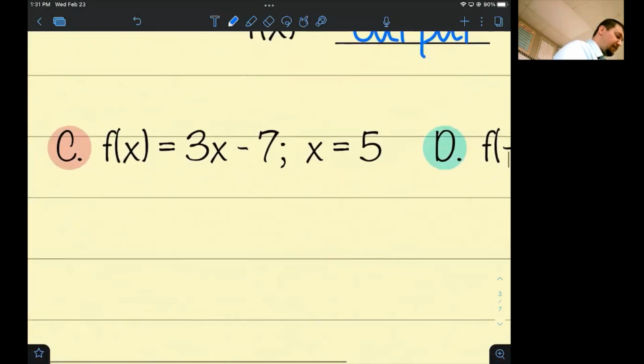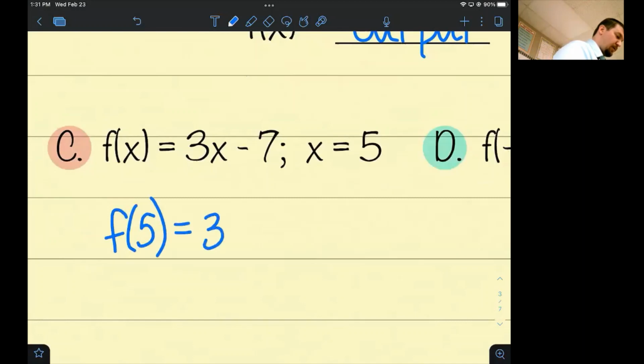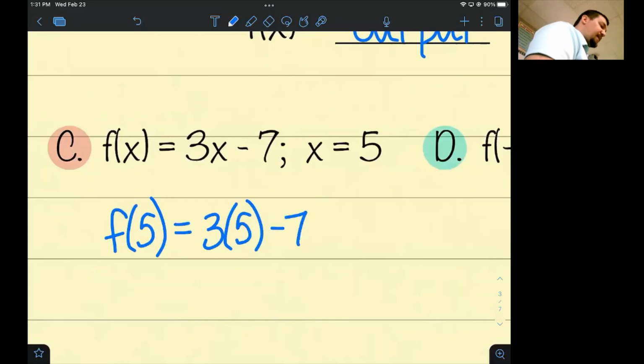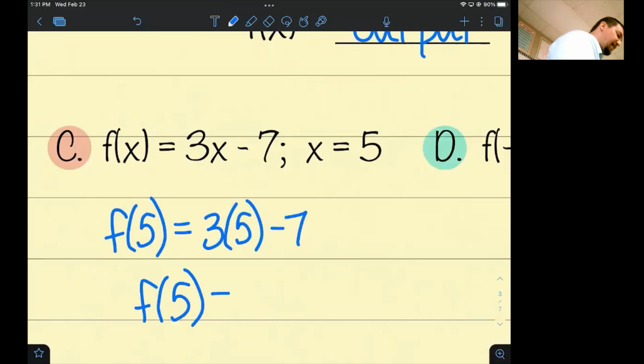When you input 5, you could say f of 5 equals 3, and then plug it all in. Martin, what's that going to give you for the output? 8. So f of 5 is 8. When I plug in 5, I get 8. That's what that means. When I plug in 5 for my function, I get 8.